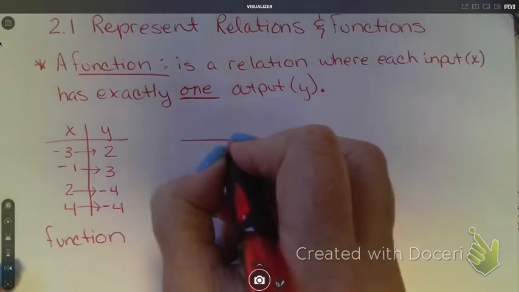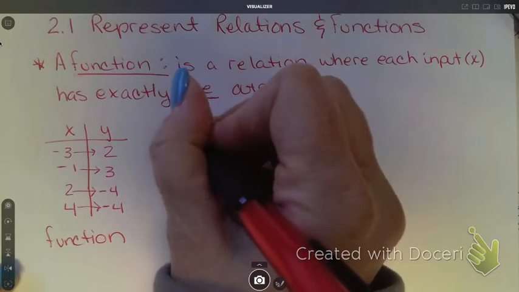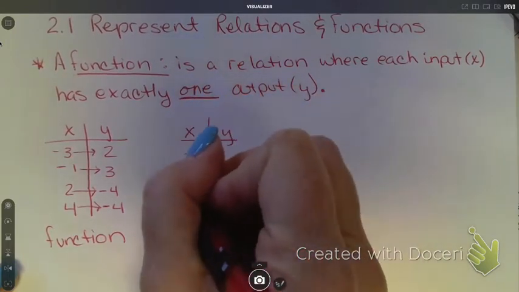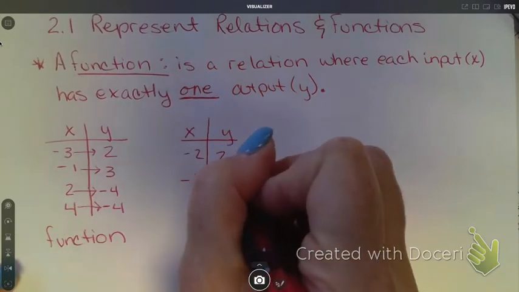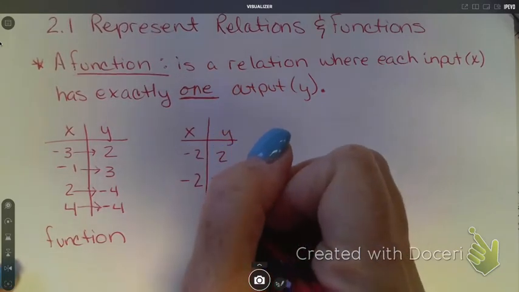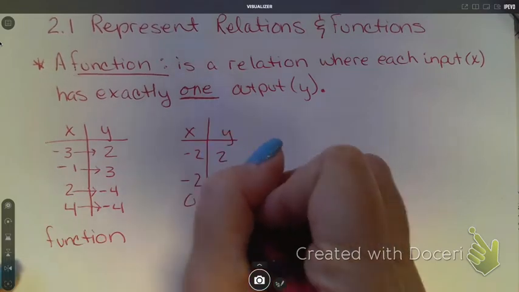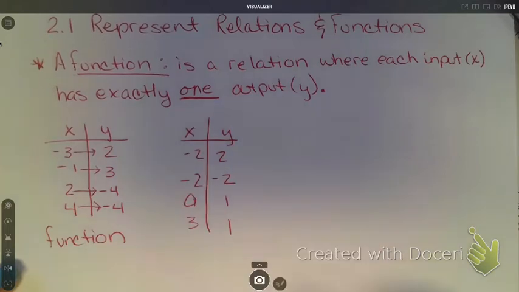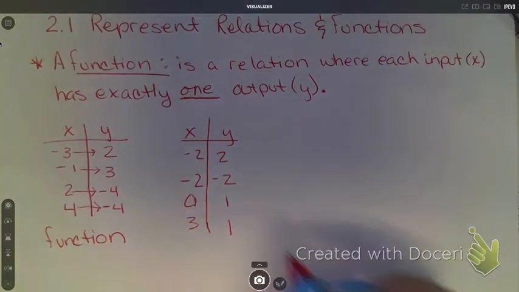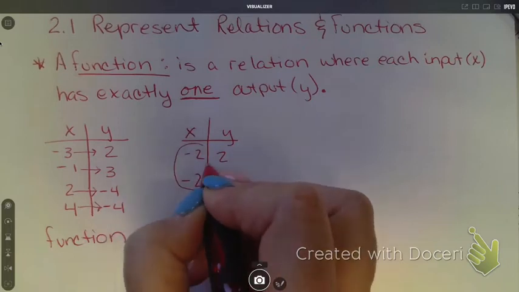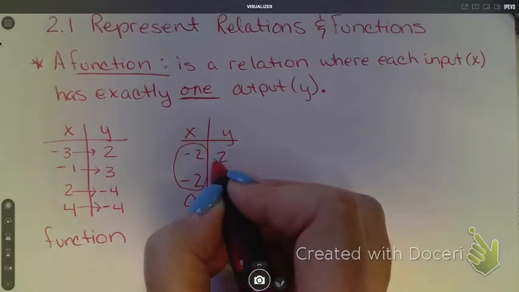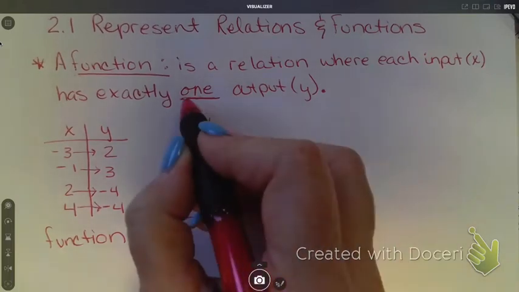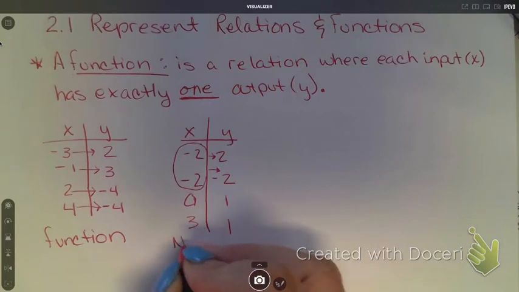So here's another one. That's a horrible table, but oh well. So -2, 2, -2, -2, 0, 1, 3, 1. Is this a function? No. Why? The two negatives. Because there's two -2's. And they go to what? They go to 2 and -2. So there's not exactly one, so it's not a function.